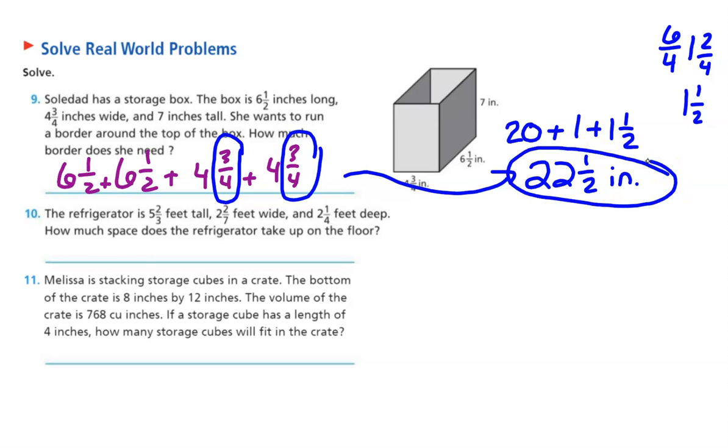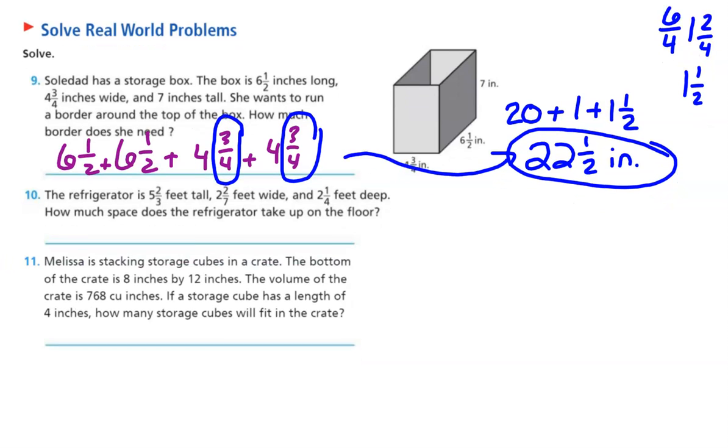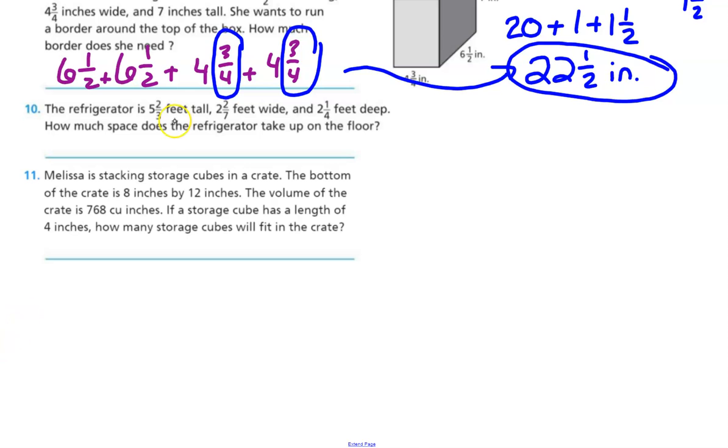That's a hard one. Okay, so for number 10, it says the refrigerator is 5 2/3 feet tall, 2 2/7 feet wide, 2 1/4 feet deep. How much space does the refrigerator take up on the floor? Okay, think about that, guys. That's not volume. That's asking you how much area it takes on the floor. So I don't need to know how tall it is. I'm going to X that one out. But what I do need to know is how wide and how deep it is. That's going to be your length and your width.